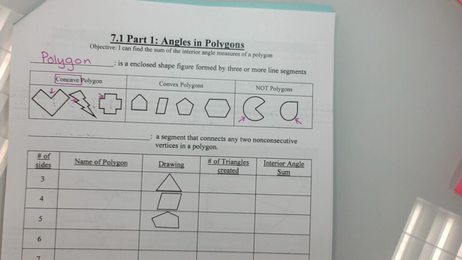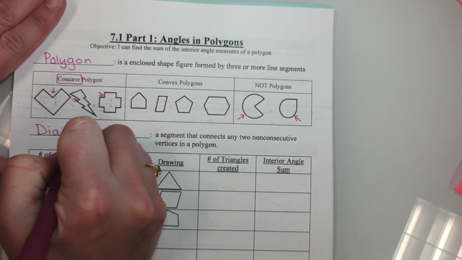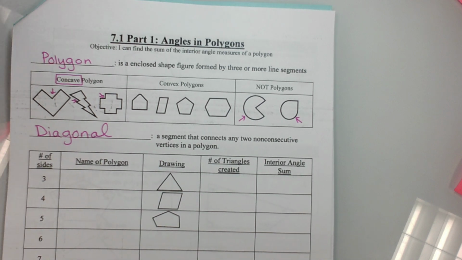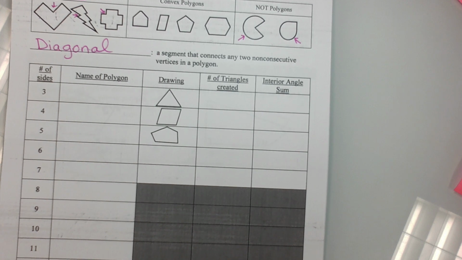Now, when we work with polygons, one of the key things that we work with in them is known as a diagonal. A diagonal is a segment that connects one corner of a polygon to any other corner of a polygon not directly next to it. These diagonals help us look at certain properties within the polygons. So that's why we're going to focus in on some of these diagonals a little bit first.